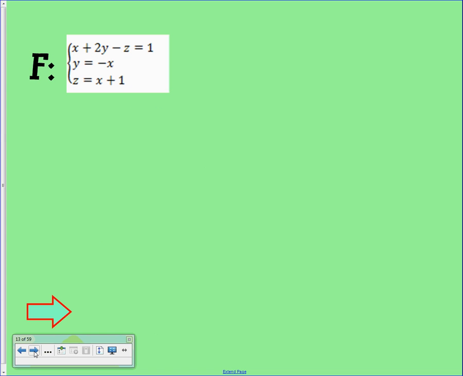So now this time I've got 3 equations. So what we're going to have to do is a double substitution because we want to get all of the x's together so that we can then substitute that in for y and z. So if I look at my second equation, I know that y equals negative x. So I can plug that into the top equation where y goes. I also know that z equals x plus 1.